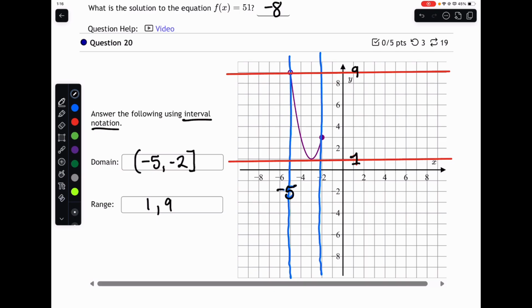Because we have a closed circle here, indicated by having continuity, no gap here, we're going to include that value, so we have to use a bracket. And the 9, because of the open circle, would have to use the round parentheses. So there you have your domain and range.